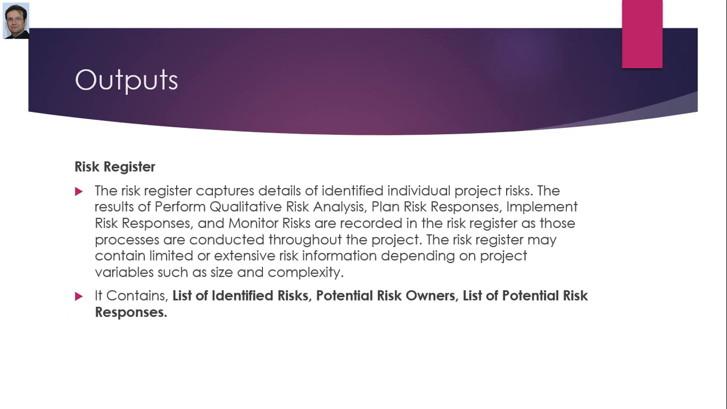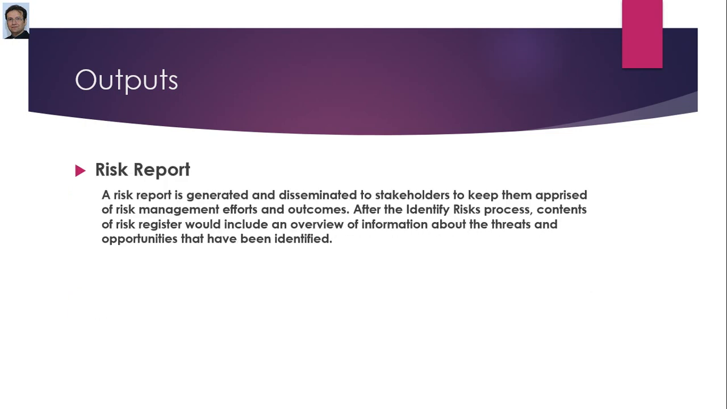Basically, the document contains a list of identified risks, potential risk owners, and a list of potential risk responses. The second output is the risk report. It is generated and disseminated to stakeholders to keep them apprised of risk management efforts and outcomes. After the identify risks process, the contents of the risk register would include an overview of information about the threats and opportunities that have been identified.